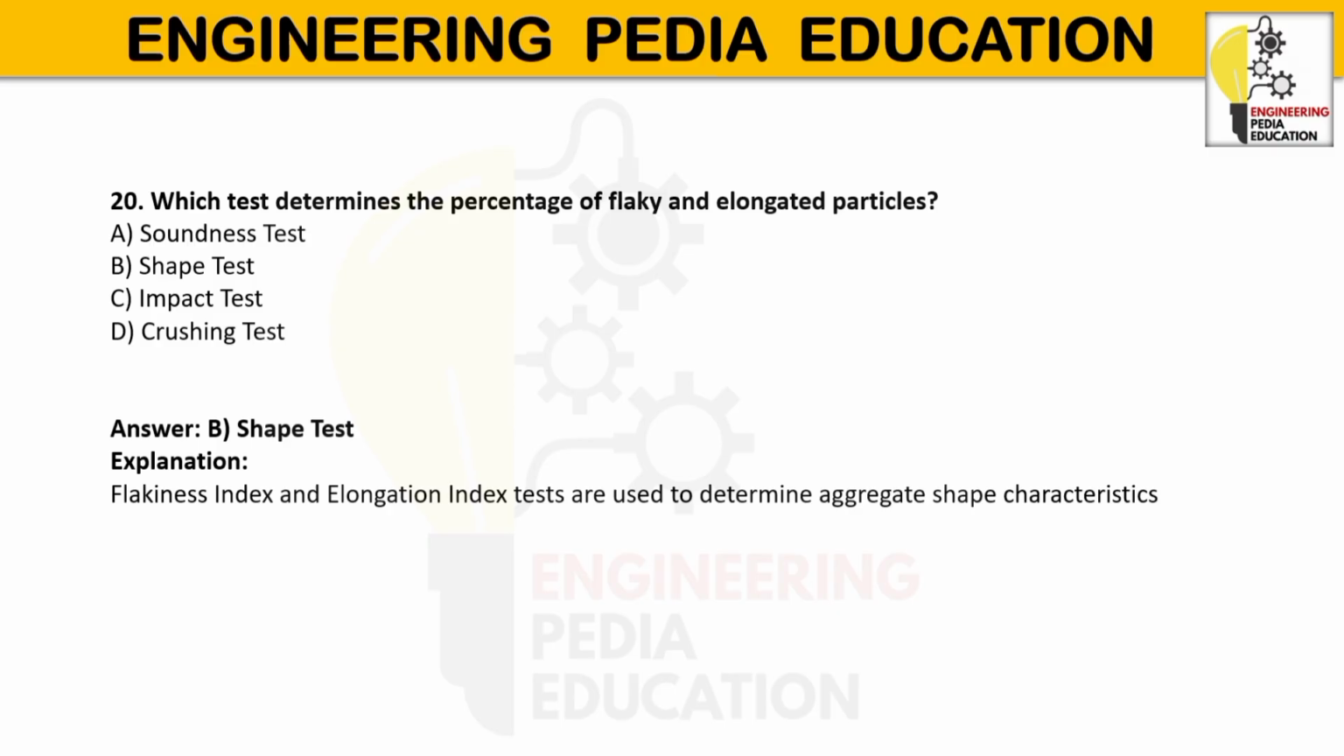For the elongation index, length is greater than 1.8 times the mean size. That is, weight of total elongated particles upon total weight into 100. It measures long and thin particles.